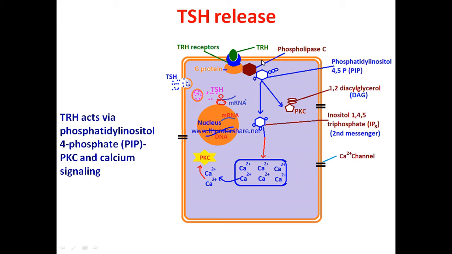TSH, thyroid stimulating hormone, is a glycoprotein hormone. The most important controller of thyroid stimulating hormone secretion is thyrotropin releasing hormone. As already said, the thyrotropin releasing hormone is secreted by neurons in the hypothalamus into the hypothalamic hypophyseal portal blood. The receptors for thyrotropin releasing hormone are found on the thyrotropes in the anterior pituitary and stimulate secretion of TSH.